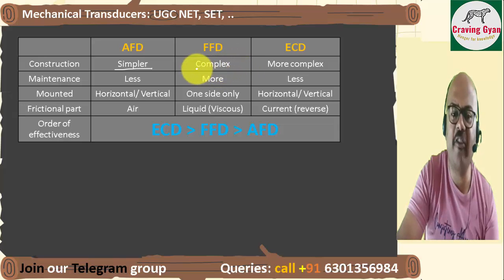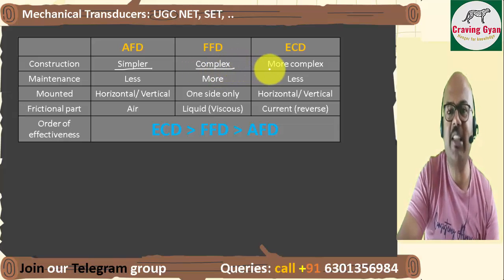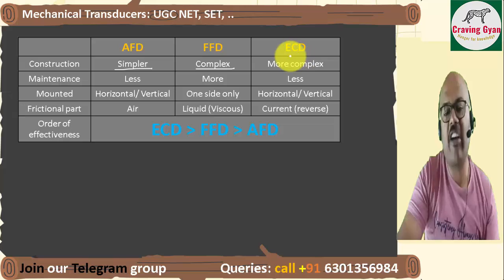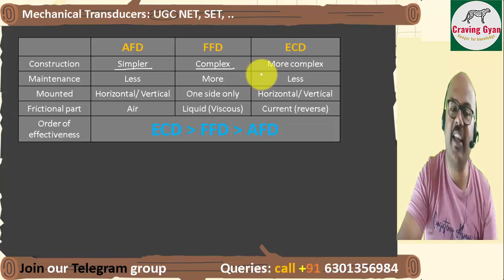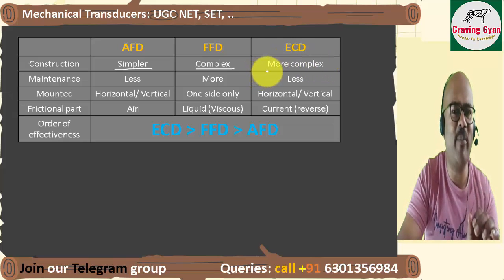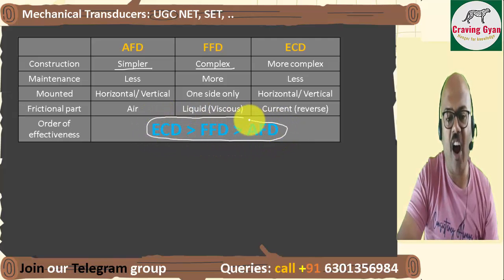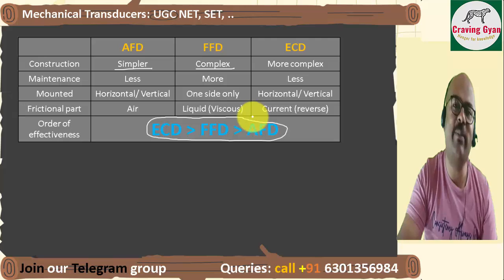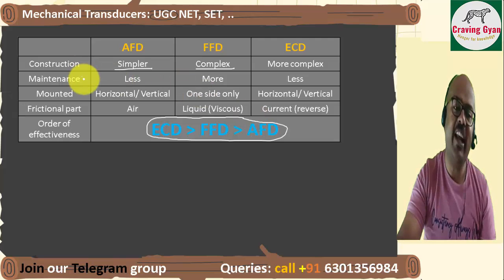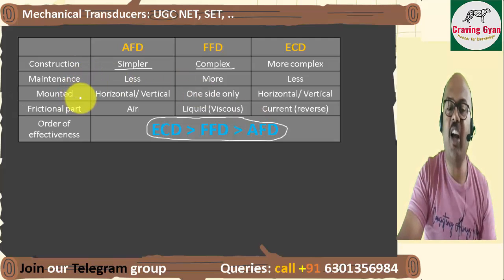But in the case of fluid friction damping, a bit of complexity is included, but in the case of eddy current damping, more complexity is there. This difference is very, very important. In most cases, they ask for the order of effectiveness, that is, which one is better. Maintenance-wise, you should know how it can be mounted.